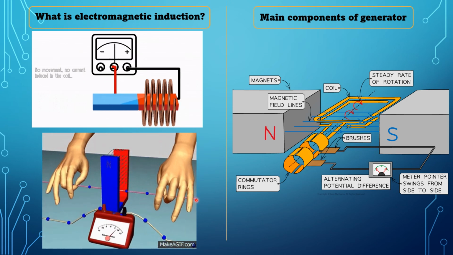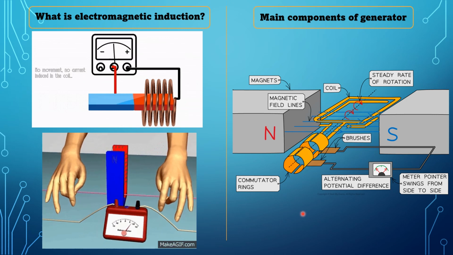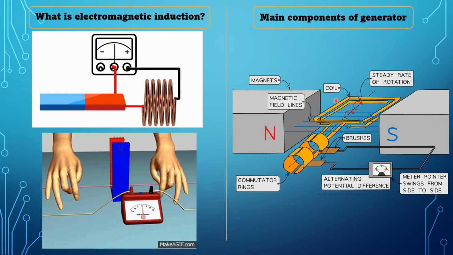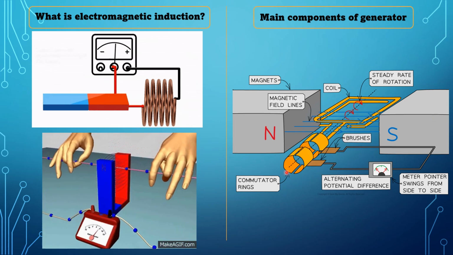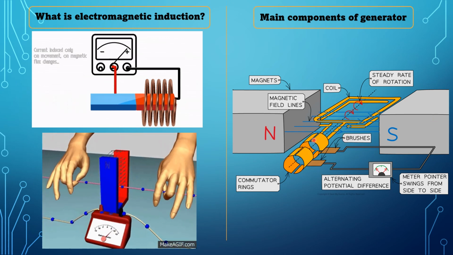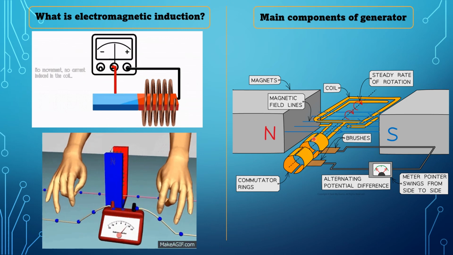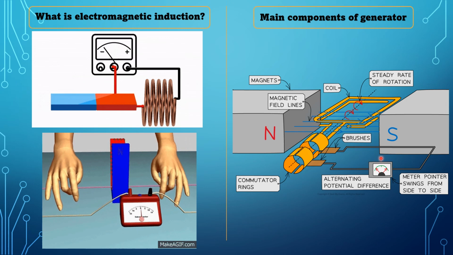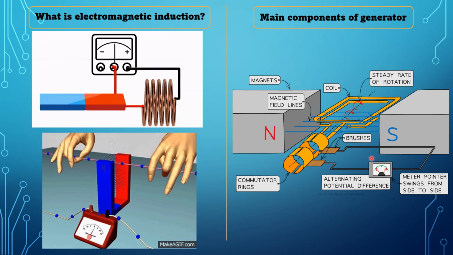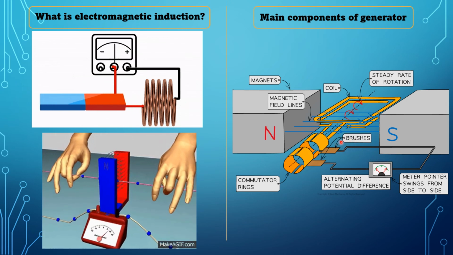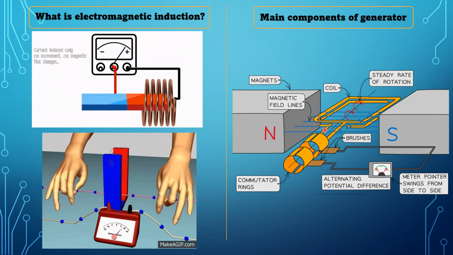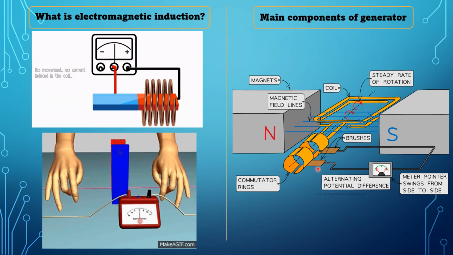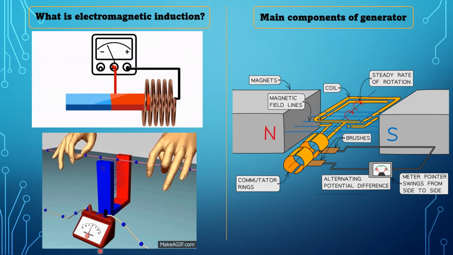And then in the other picture on the right, we have the main components of the generator. It's quite the same. We have the permanent magnets, we have the coil, we have the brushes, but in this one we call them slip rings. We don't call them split rings, we call them slip rings now. And then we have obviously our ammeter, which shows the current that is flowing. Then we have the magnetic field and other things. It's quite the same. Nothing changed that much.